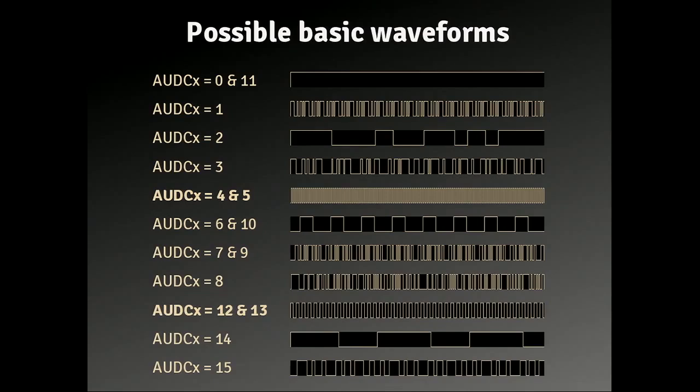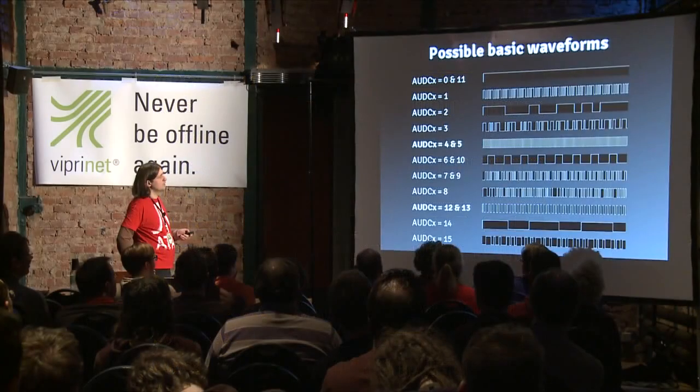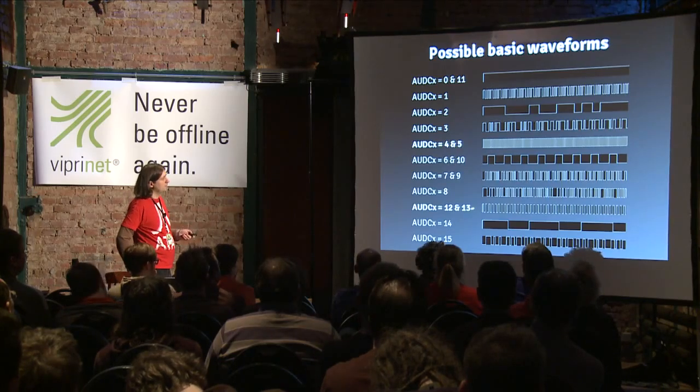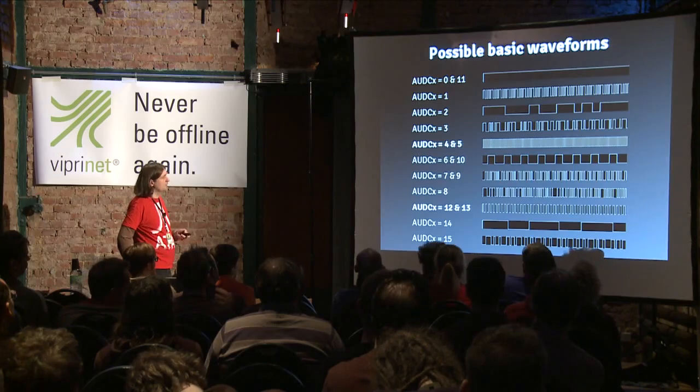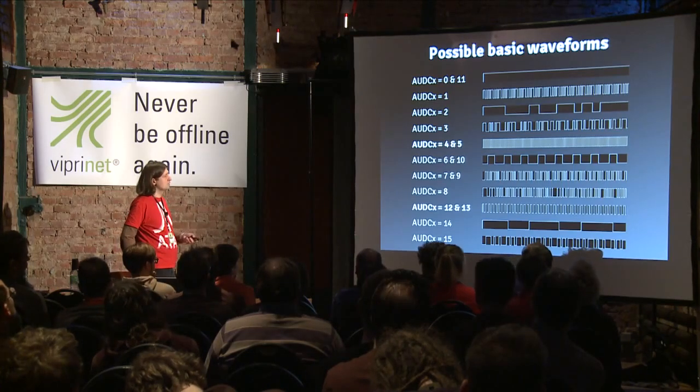So some of them really sound very odd. Stuff like this can't even be told as a note because it's so low. The really interesting ones for doing music are the 4 and 5 and the 12 and 13. They are pure rectangles. All others have some interference in there so that they're going to create a nice distortion sound.